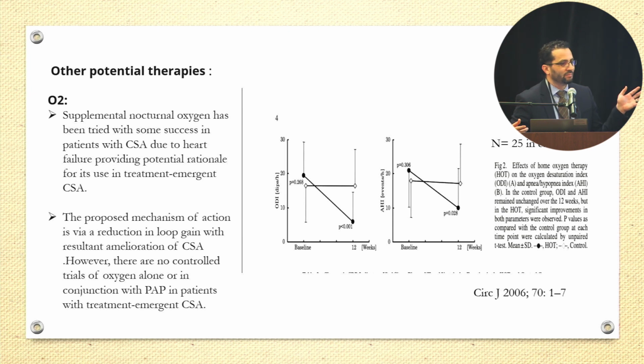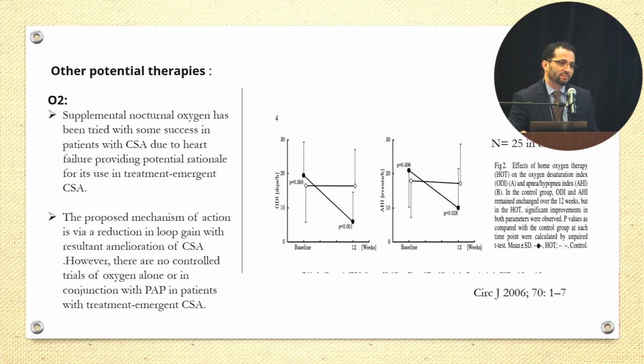And I recommended they have just oxygen, because some studies show that oxygen helps, and they came back after a few weeks and they were grateful and they felt better. So this study was published in 2006 as well, a small number of patients, 25 in each arm. This is for patients who have central sleep apnea due to heart failure, and they tried them on oxygen. The oxygen desaturation index improved significantly, obviously, and the AHI improved significantly after 12 weeks of oxygen use.